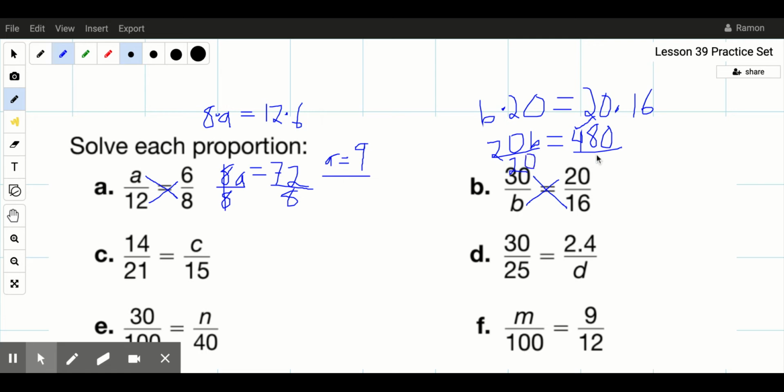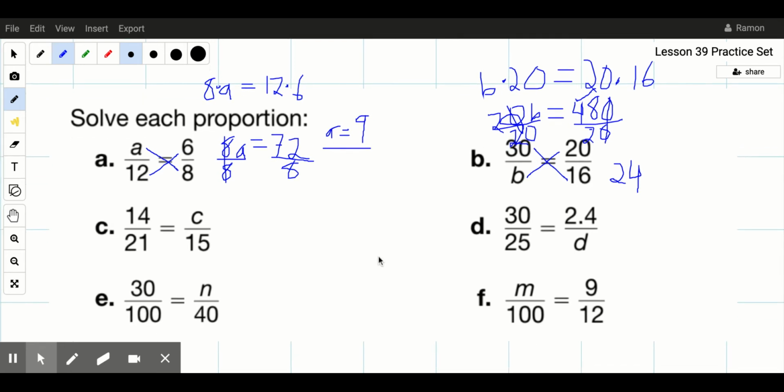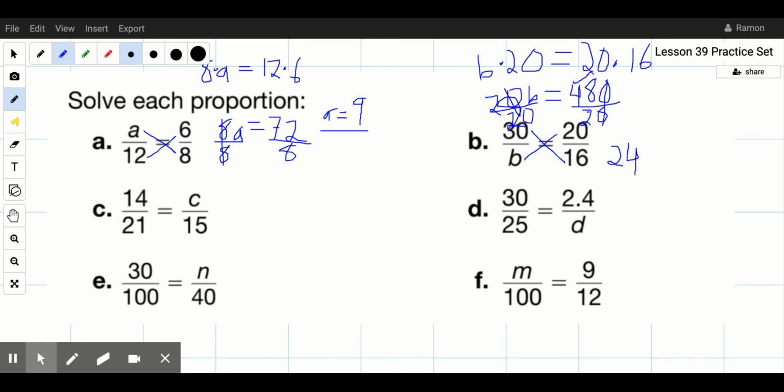So we divide both sets of factors by the coefficient, which is 20. Coefficient being the number next to the variable. The zeros will cancel out, leaving you a 48 divided by 2. So the variable has a value of 24. So cross multiplying is really not too terribly difficult. The goal here is to solve for a variable that will give us equivalent values there.